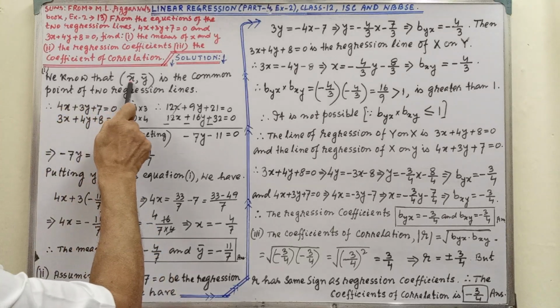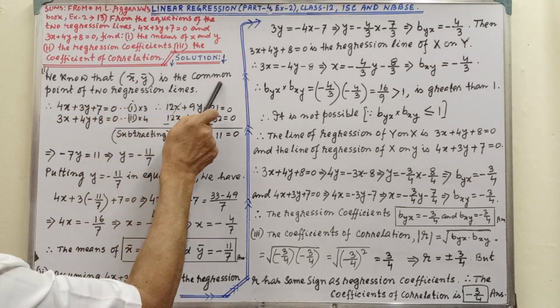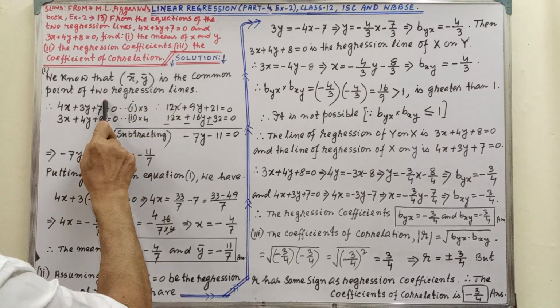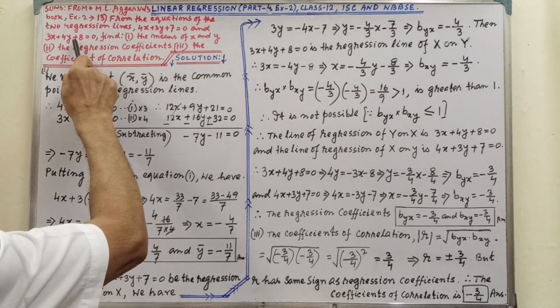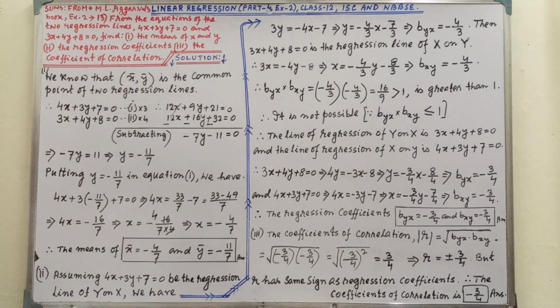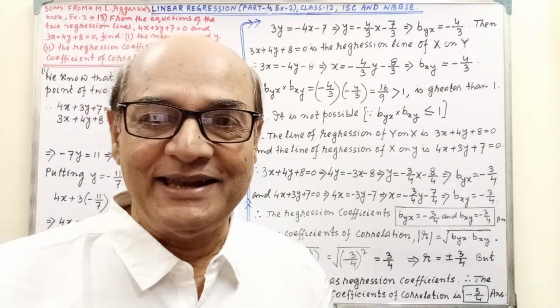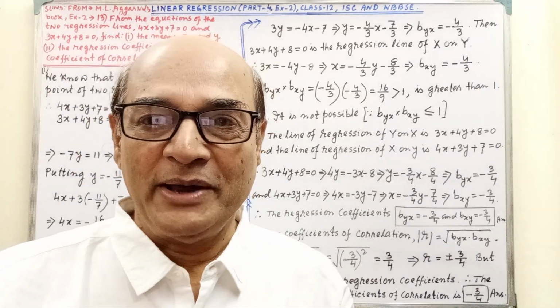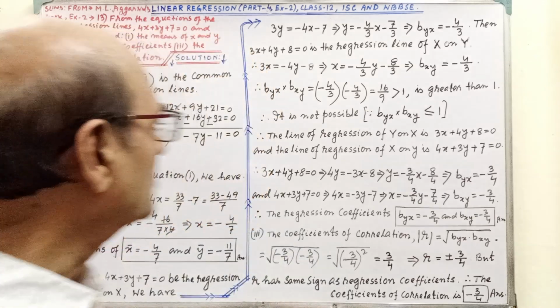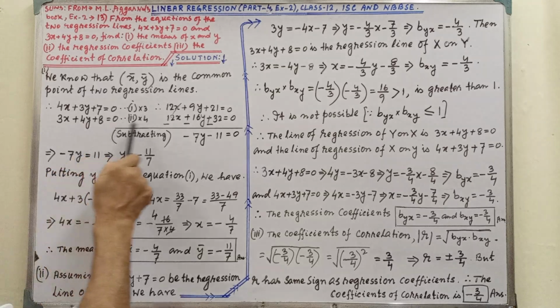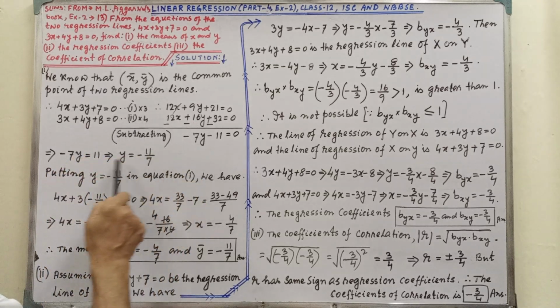We know that the mean of x and y is the common point of the two regression lines. Common point, that means these two lines we have to solve simultaneously. What you have learned in class 9, exercise 5.1, 5.2, 5.3, 5.4, that is ML Agarwal's book. So if you follow this step, then easily you will understand.